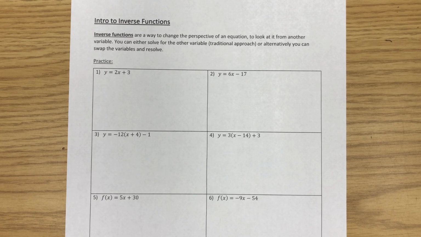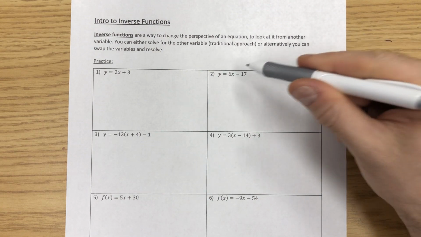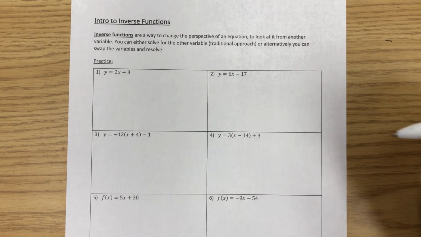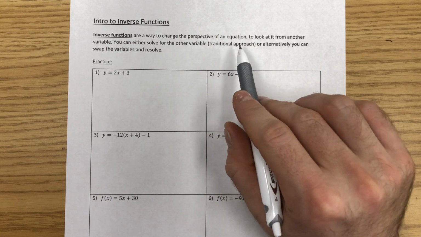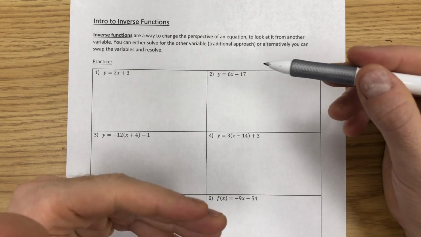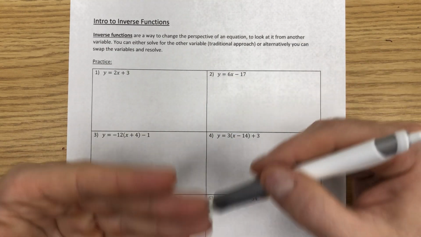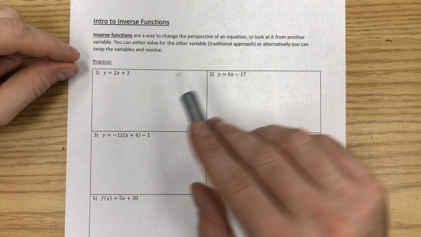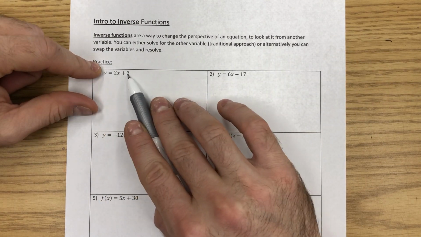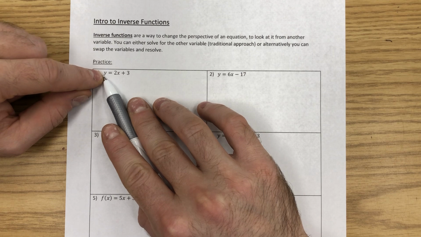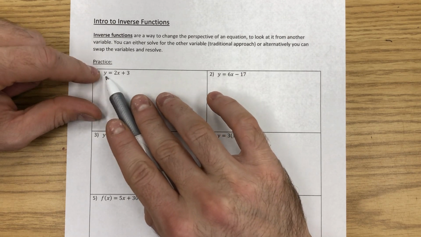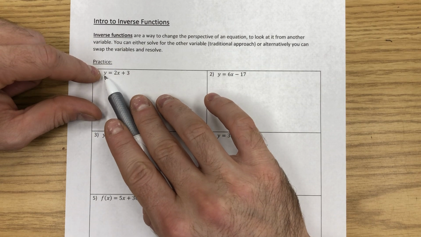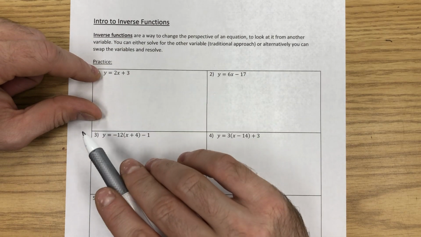So today we're going to be doing the inverse functions of either equations or functions. Now, an inverse function is a way to change the perspective of an equation. In essence, we're going to be looking at it through the lens of a different variable. If we look at this equation, it is set up from the lens of the y. You plug in an x and you get something back for the y variable. So we're looking at it through the lens of the y given an x.